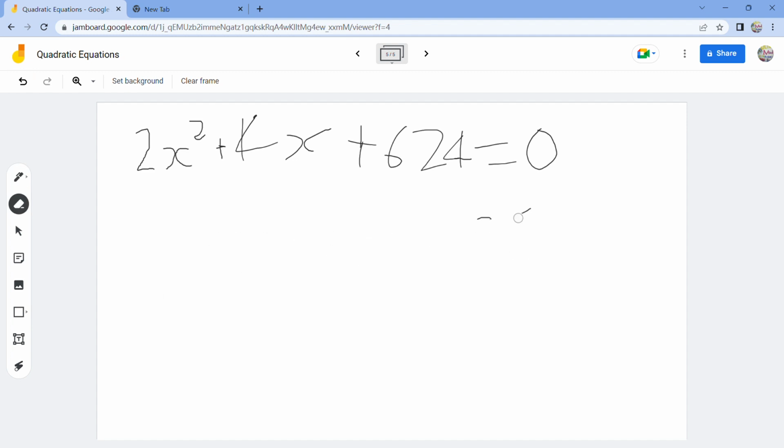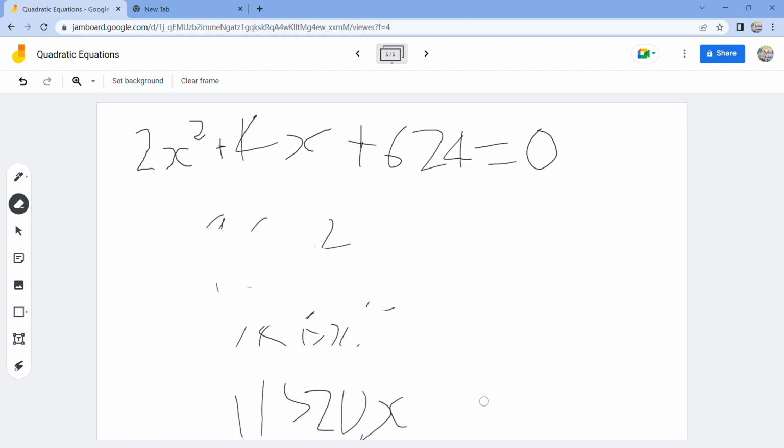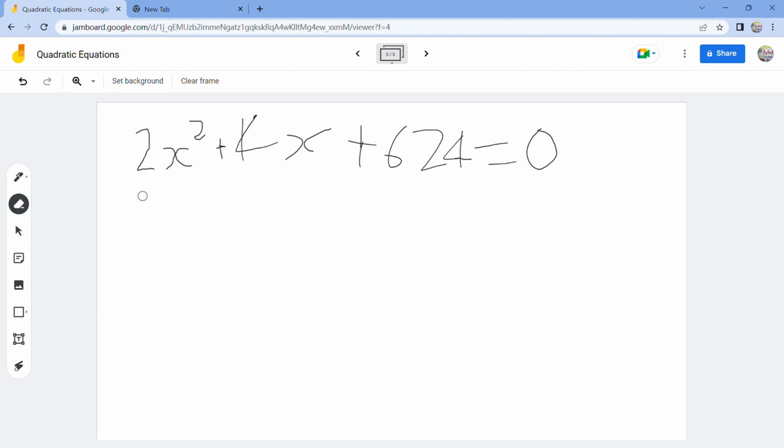Well, you can go like 2x plus something and times x or something. You could do that. However, what if there's a number that has many factors? For example, like 96x squared, 288x squared, or even 1152x squared. Things are just getting too complicated, okay?